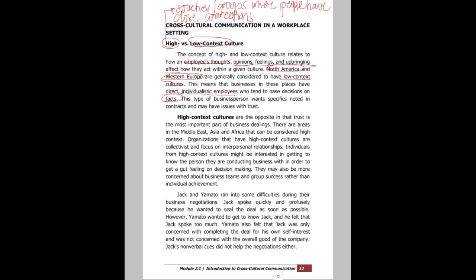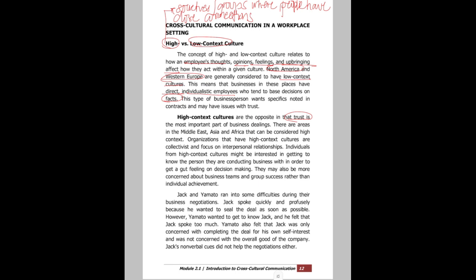So sabi pa dito, high context cultures are the opposite in that trust is most important part of business dealings, which is true. Ang isa sa mga importanteng factors or aspect when we are going to have our own business is to build and create trust. Okay? Ibig sabihin, tiwala. How are we going to trust our partners? How are we going to trust our employees? How are we going to trust yung ating mga business partners, yung ating mga customers, target market, and the local community? So most likely, yun talaga ang isa ring important aspect ni high context culture.